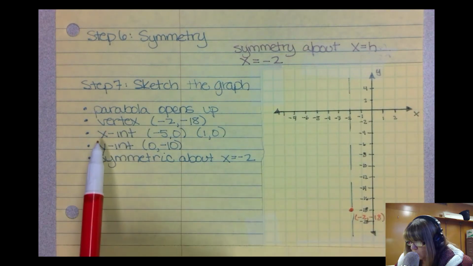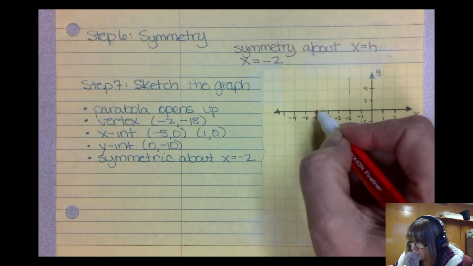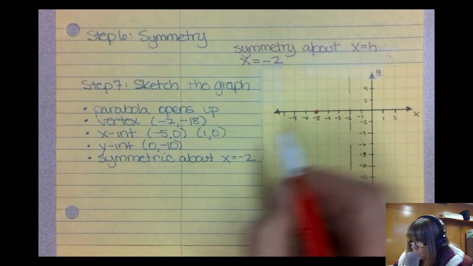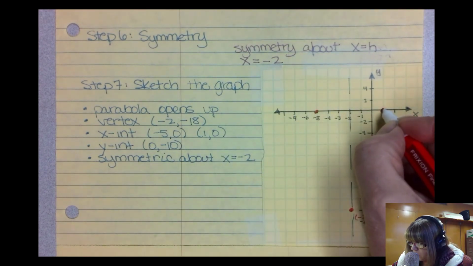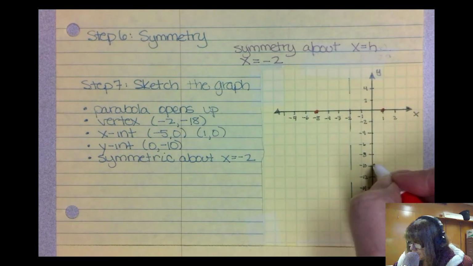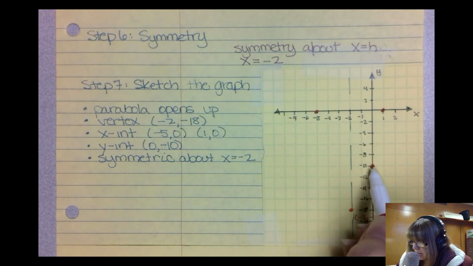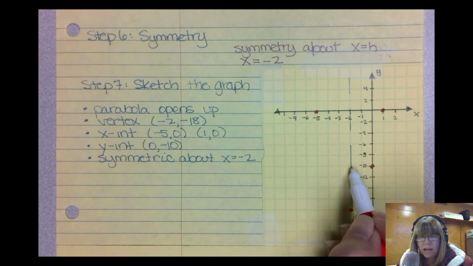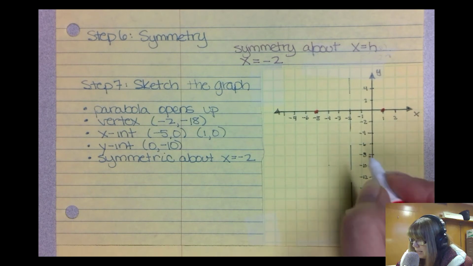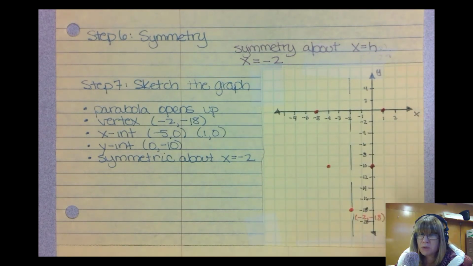We also have our x-intercepts at negative 5, 0 and 1, 0. We also know that it crosses the y-axis at 0, negative 10. So way down here. And because it's symmetric around this line, if I have a point 2 away from the line at negative 10 on the right, I also have a point negative 2 to the left. This is where the symmetry comes through.